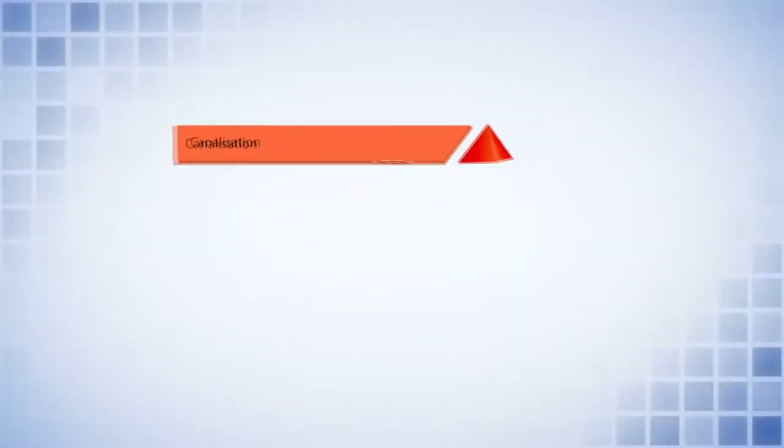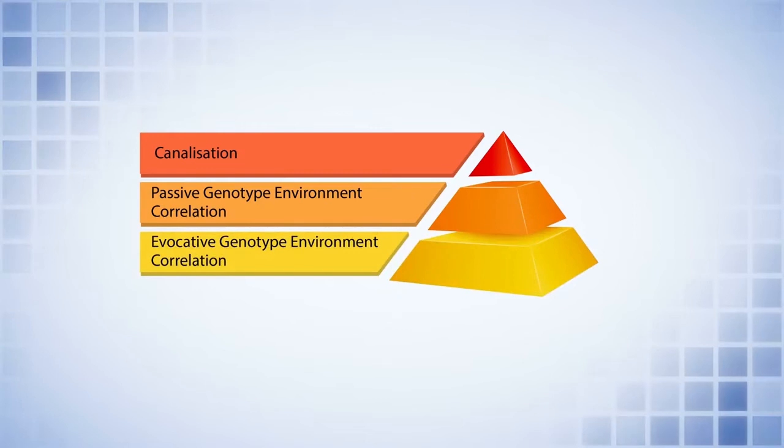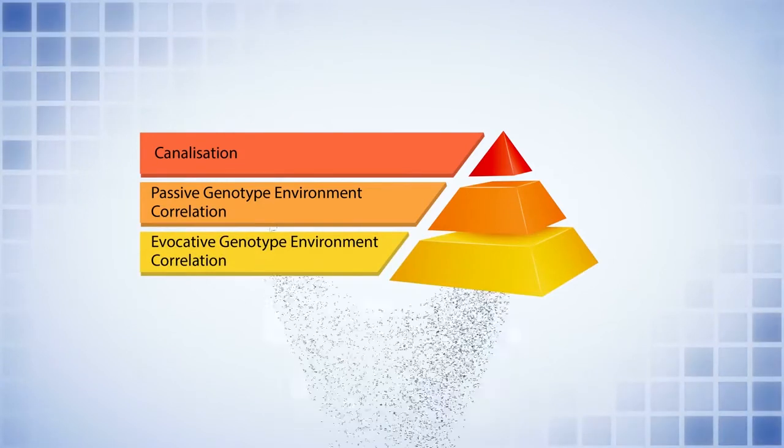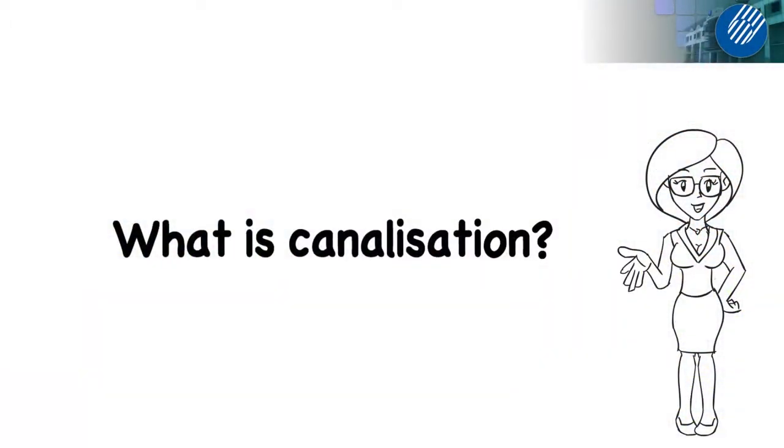When is nature given priority? Well, there are 4 instances. 1. Canalization. 2. Passive genotype-environment correlation. 3. Evocative genotype-environment correlation. And 4. Active genotype-environment correlation. What is canalization?